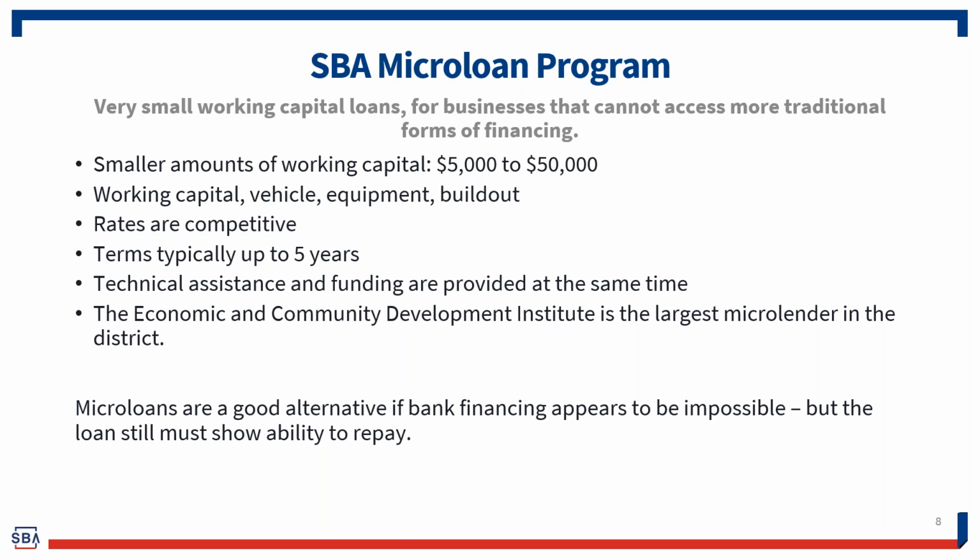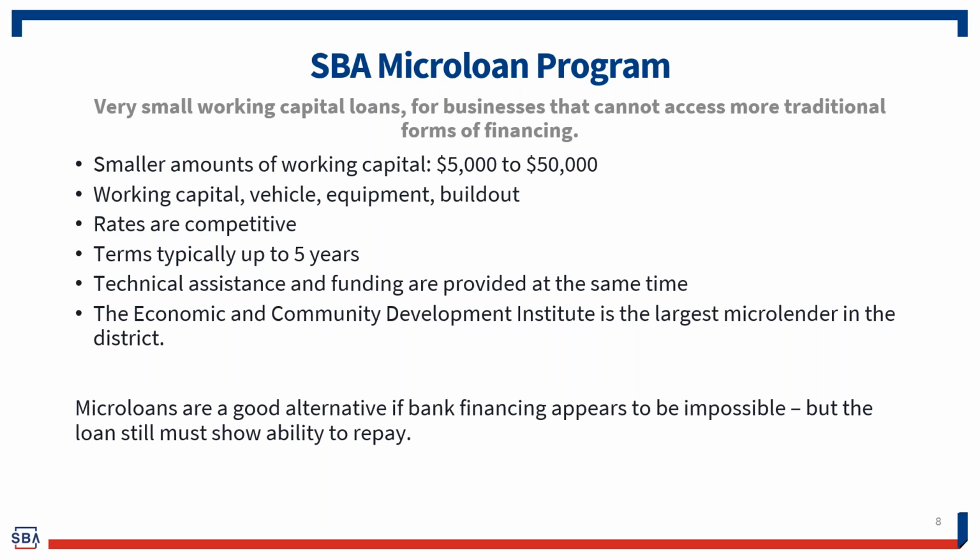The rates are pretty competitive. I think you'll find them to be 8, 9, 10%, something like that. So maybe a bank loan would have a better rate, but we are thinking of microlending as being a loan where the borrower isn't able to access bank financing for some reason or another. Terms typically go up to 5 years. Technical assistance is integrally related to the funding assistance. You can't have one without the other. The SBA funds the loans, and it also funds the technical assistance that the microlender is providing.